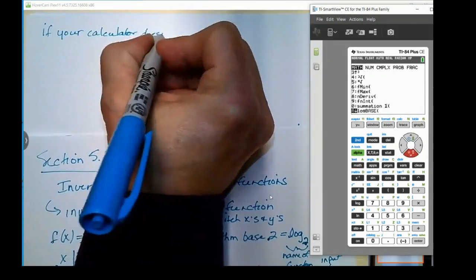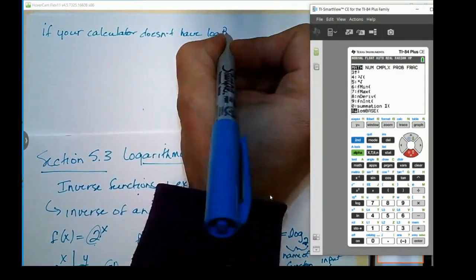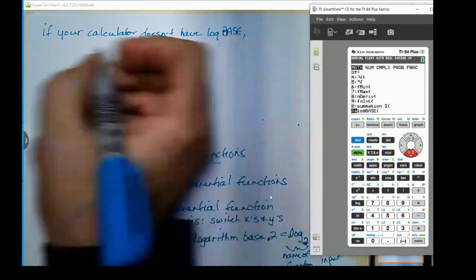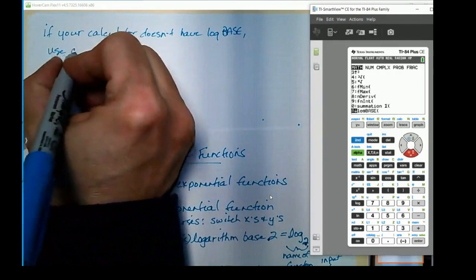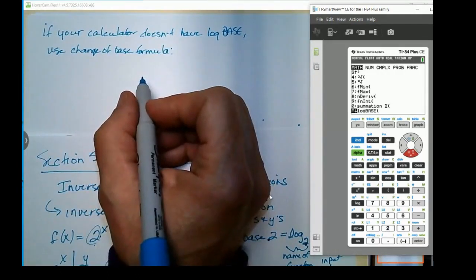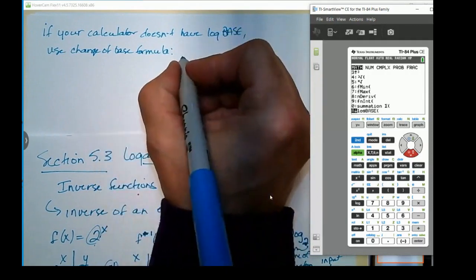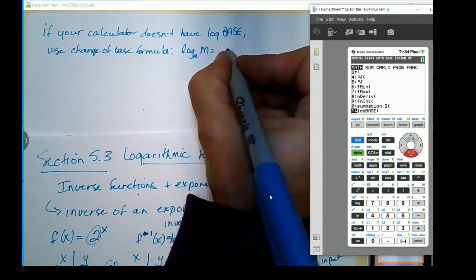So if it doesn't have the log base function, then here's what you do. You have to use what we call a change of base formula. And I'm going to write this formula down, but the only time that you're going to use this is to specifically do this. So I'll write it down first, and then I'll write kind of a simpler form of it.